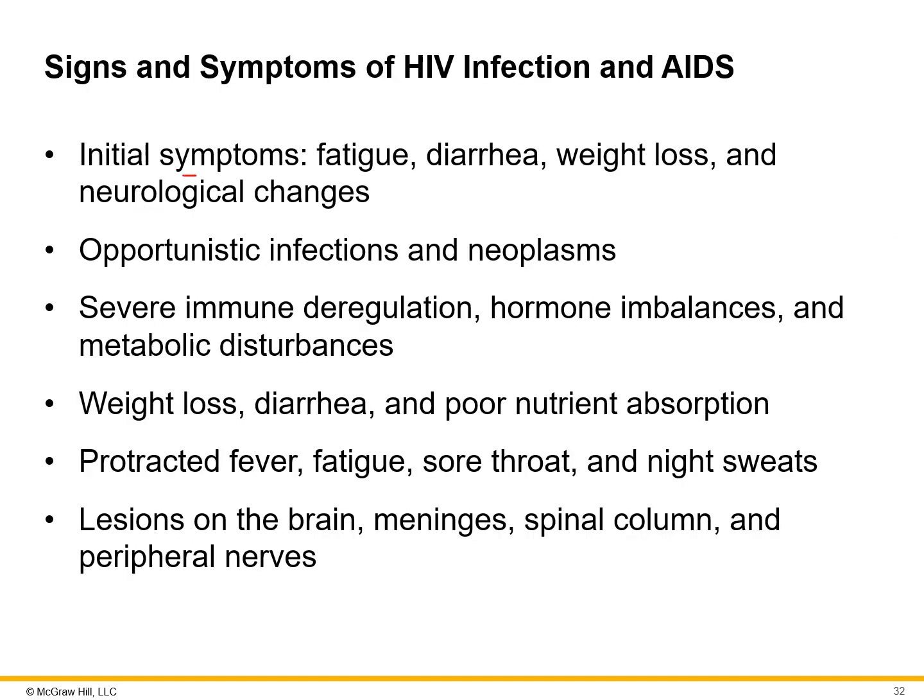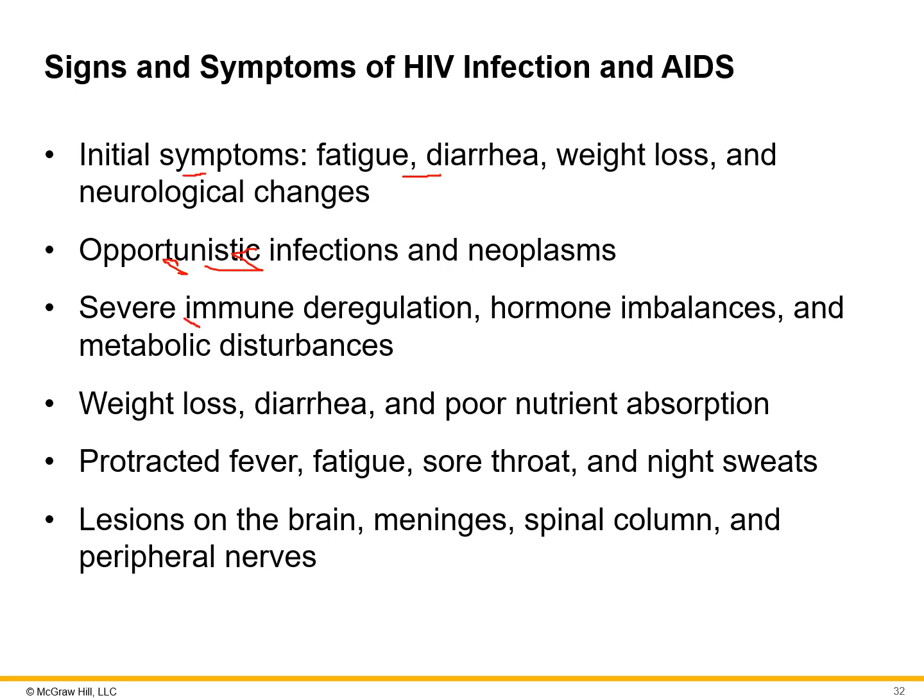Some of the initial symptoms that we'll be seeing: fatigue, diarrhea, weight loss, neurological changes, lots of opportunistic infections. So again, once the immune system is busy fighting something else, other bacteria that are typically kept under control are now able to start replicating at a higher rate. So that's viruses, bacteria, fungi, etc. Again, having that original problem allows other problems to come about.